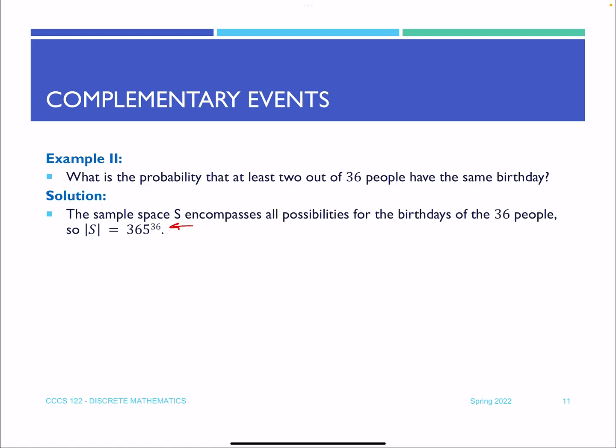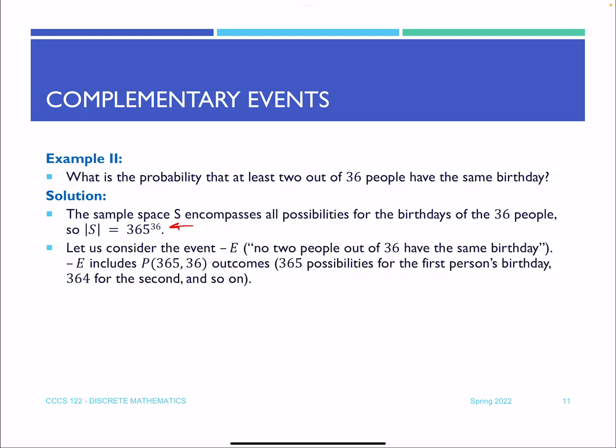Now let's consider the opposite event. What is the opposite of at least 2 out of 36 people having the same birthday? Meaning 2 can have the same birthday, 3 can have the same birthday, 4, 5, 6, all the way up to 36 having the same birthday. That's a lot of cases. The opposite of that is that no two people out of 36 have the same birthday.